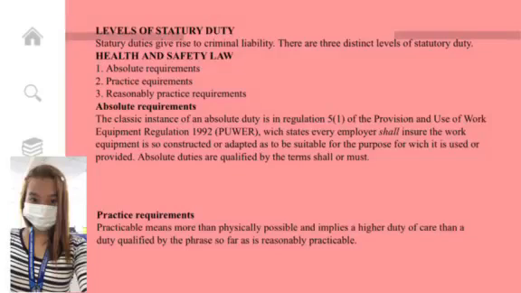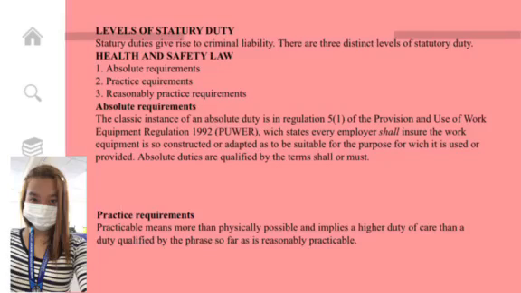Hello everyone, I am Ejan May Perat and I'm going to discuss the levels of statutory duty. Statutory duties give rise to criminal liability. There are three types or distinct levels of statutory duty. First, the absolute requirements; second, practicable requirements; and third, reasonably practicable requirements.